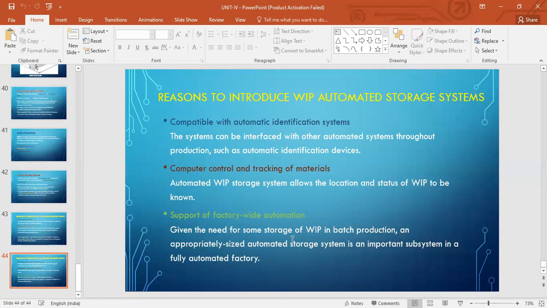So an appropriately sized automated storage system is an important subsystem in a fully automated factory, isn't it? You cannot have manual work handling when you have total automation. If you're claiming total automation, that includes your material handling also. So I hope this is clear. The reasons for automated storage systems, especially for work in process.